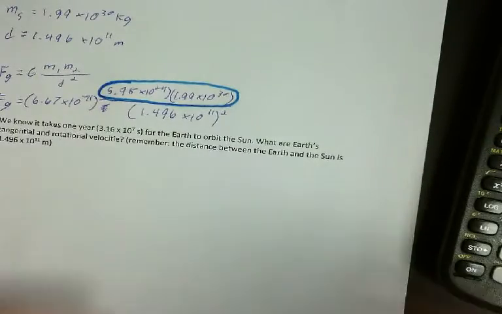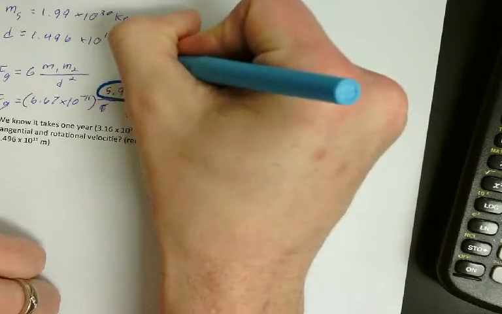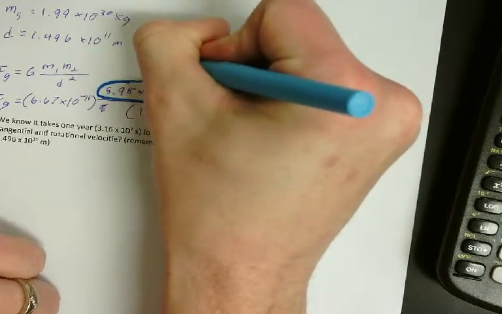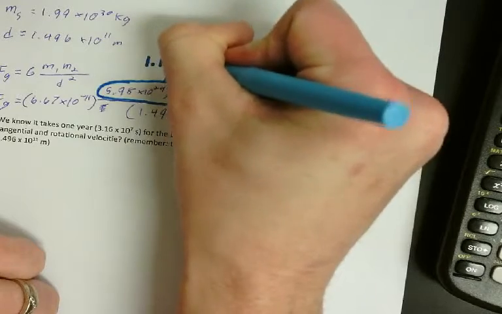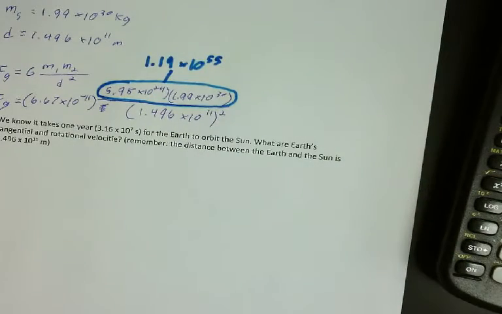So I'm going to go ahead and write that down here. 1.19 times 10 to the 55th power. And you can see what I mean by these things get real nasty real fast.